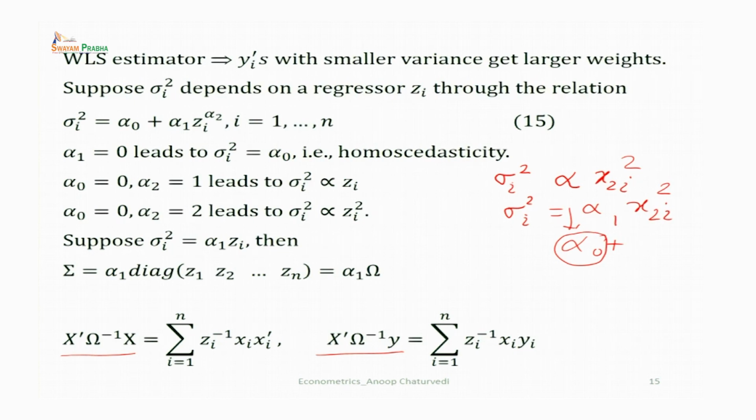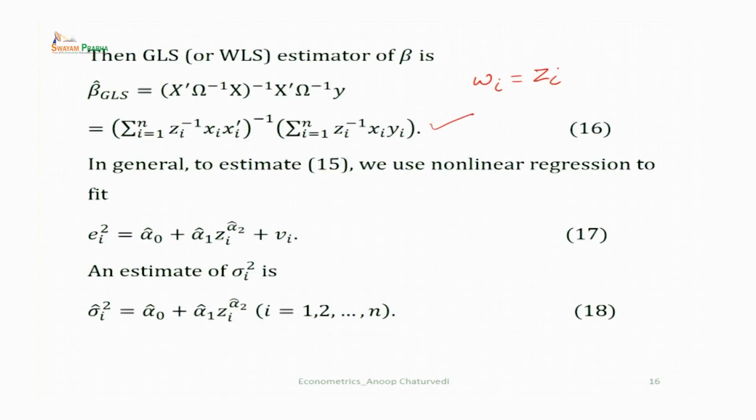In general, suppose we consider this case, say sigma i square is equal to alpha naught plus alpha 1 z i to the power alpha 2. Then how do we proceed? Then we use nonlinear regression to fit this model. In 15, we replace sigma i square by the square of the OLS residual e i square. e i is the OLS residual. So, we use this equation and then we run nonlinear regression, and we estimate alpha naught hat, alpha 1 hat, alpha 2 hat from here.